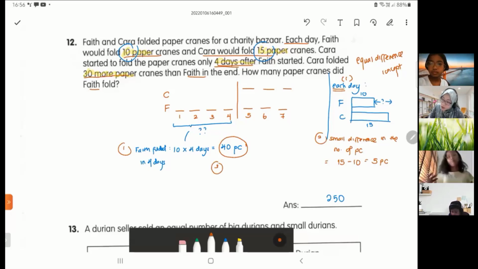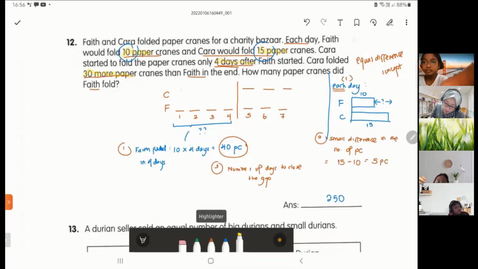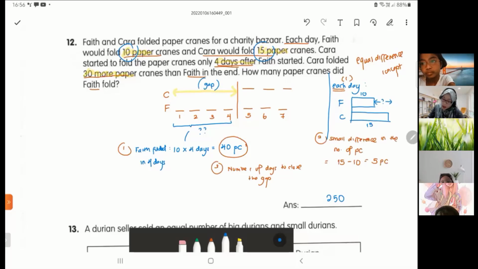So this is my first step, this is my second step, this is my third step. I want to find the number of days to close the gap. What gap am I talking about? This is the gap. This is my gap. So I want to know how many days are needed to close the gap between Kara and Faith.